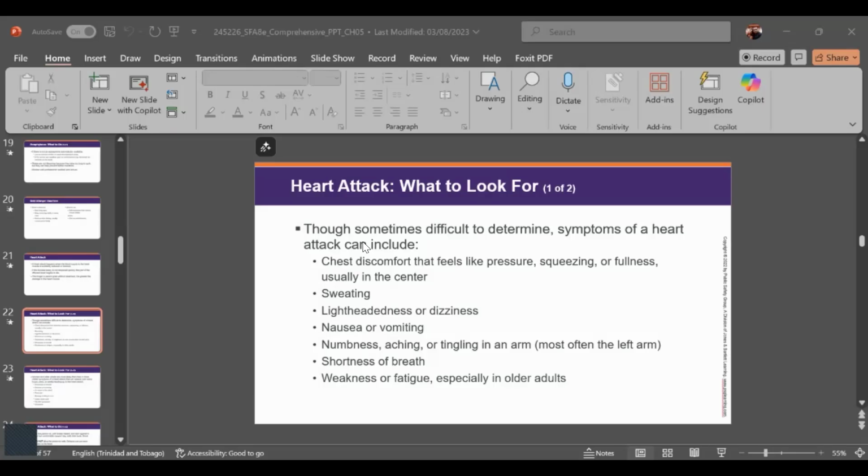Some people, the pain is so great, they feel as though the tightness on the chest is so great, they may feel as though there's an elephant sitting on the chest. Okay, so what can we do?